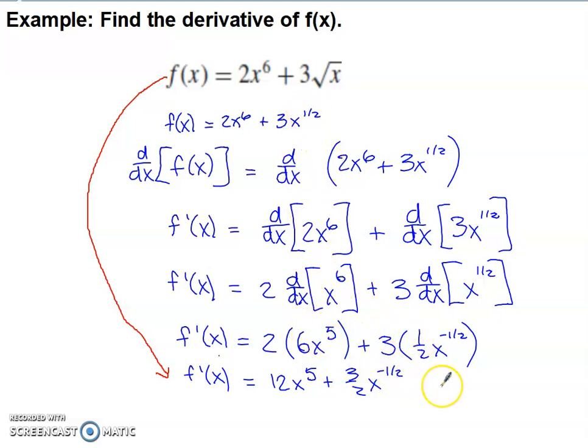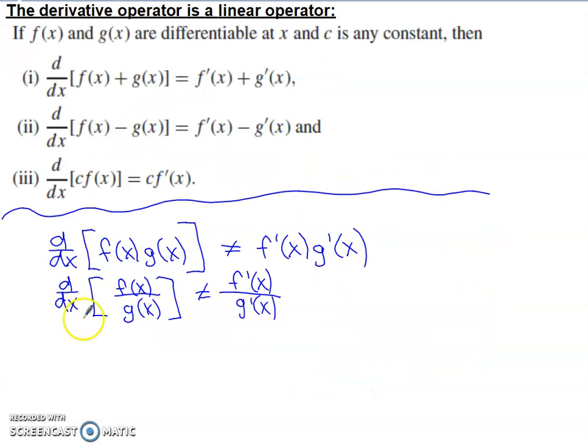I'm guessing your teacher, your professor, is not going to require you to show all of these linear operator steps being applied like I've done within this example. You're probably going to be able to go straight from the beginning to the answer. So these properties existing are extremely beneficial because they basically mean we do not need a special rule when taking derivatives for the operation of addition, the operation of subtraction, and the operation of multiplication by a constant.